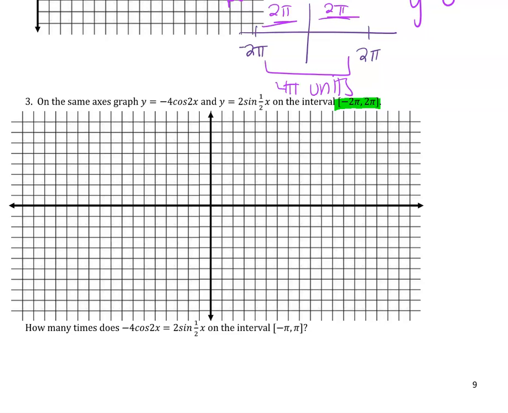All right, let's set up our axes. Okay, and I know the amplitude for the first guy is going to be 4, so I'm just going to mark that off for myself. So 4, negative 4. All right, I'm going to do pink for this first guy.